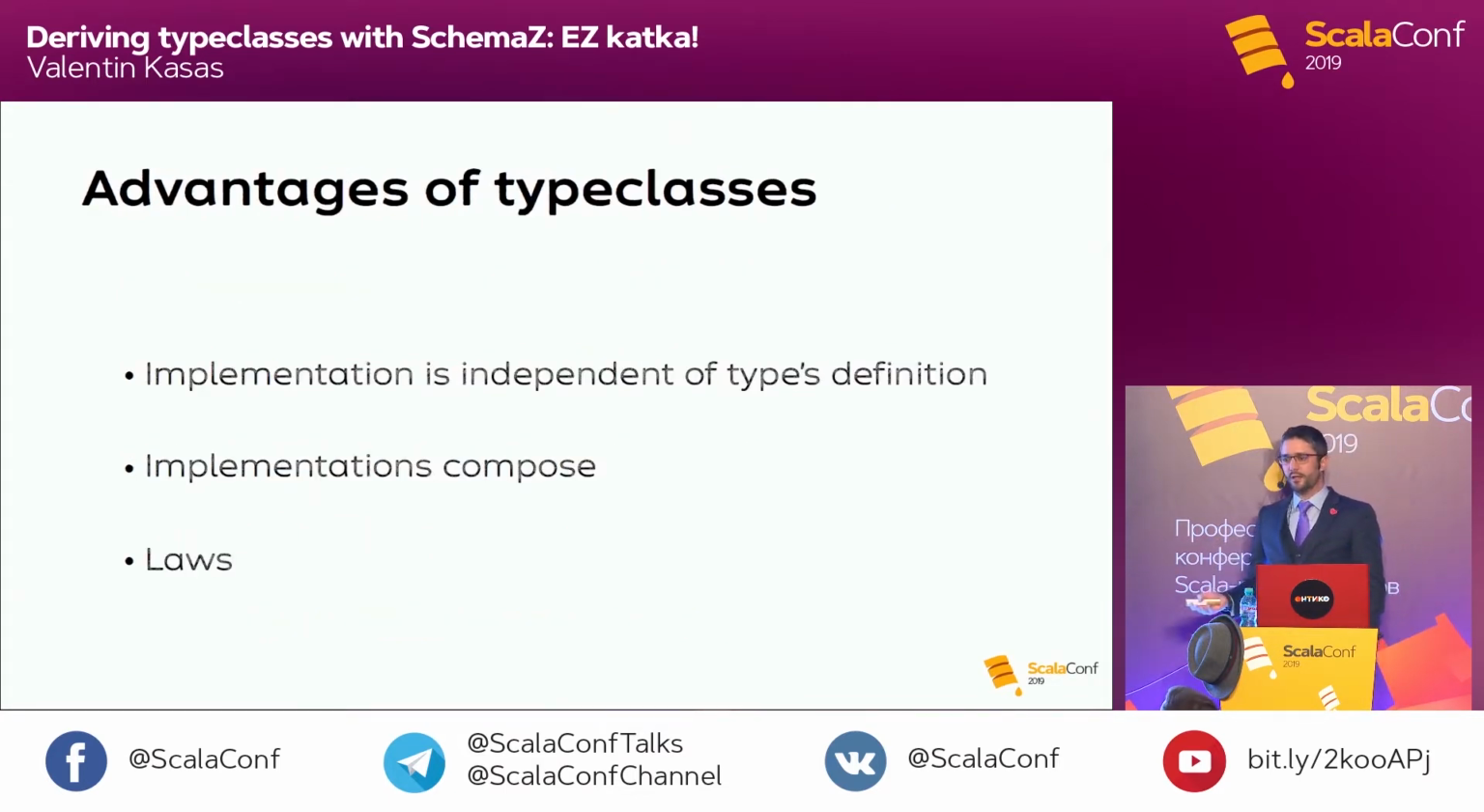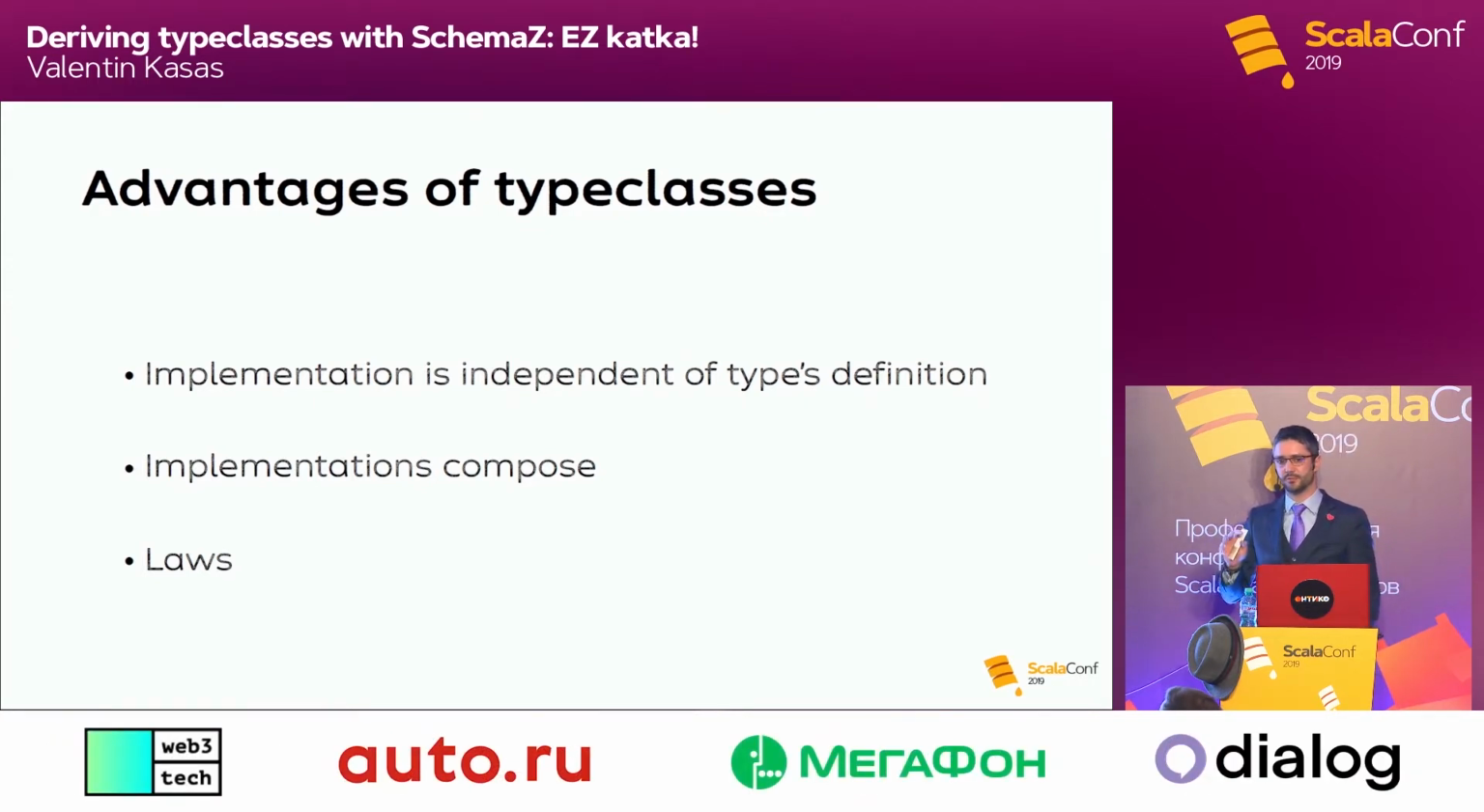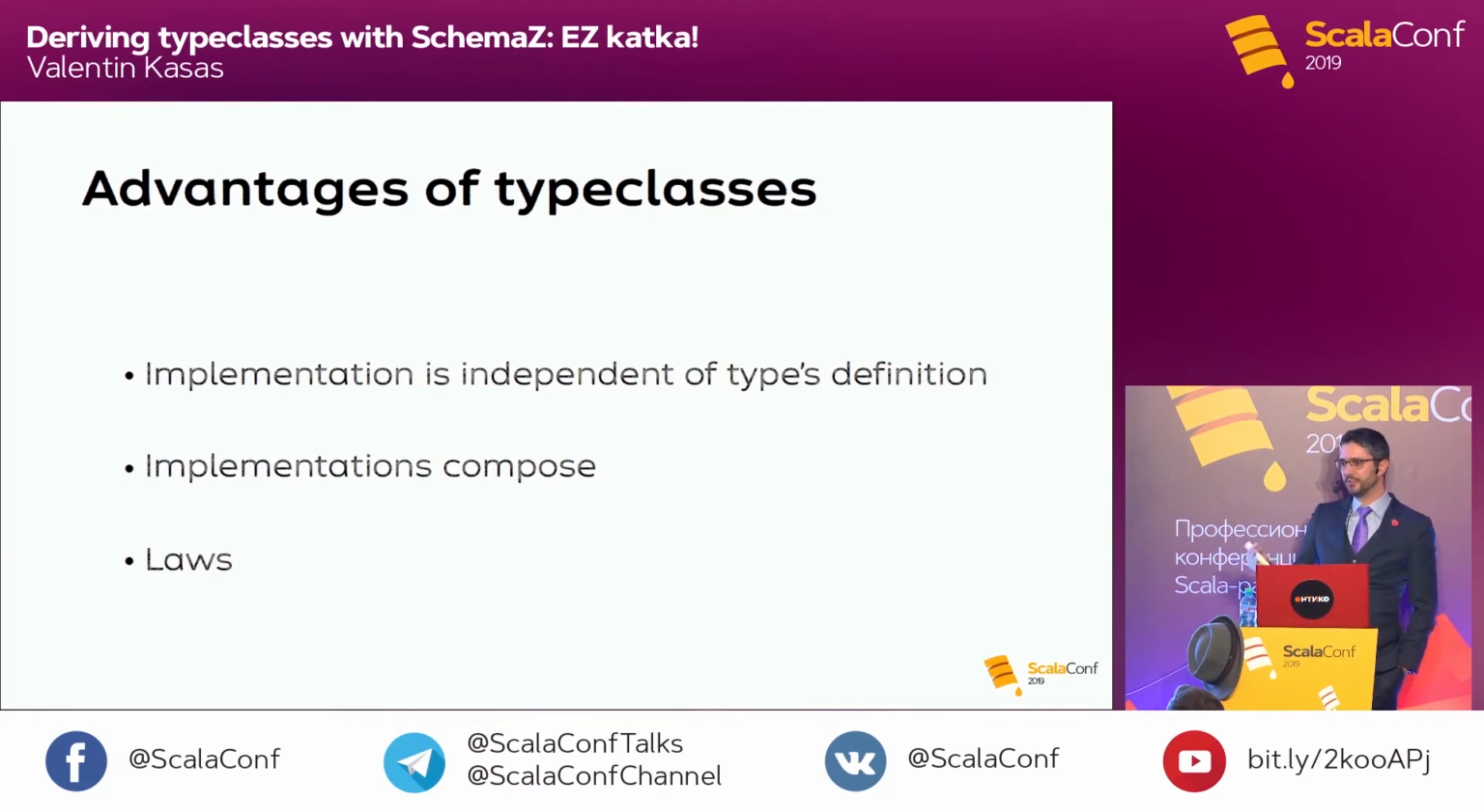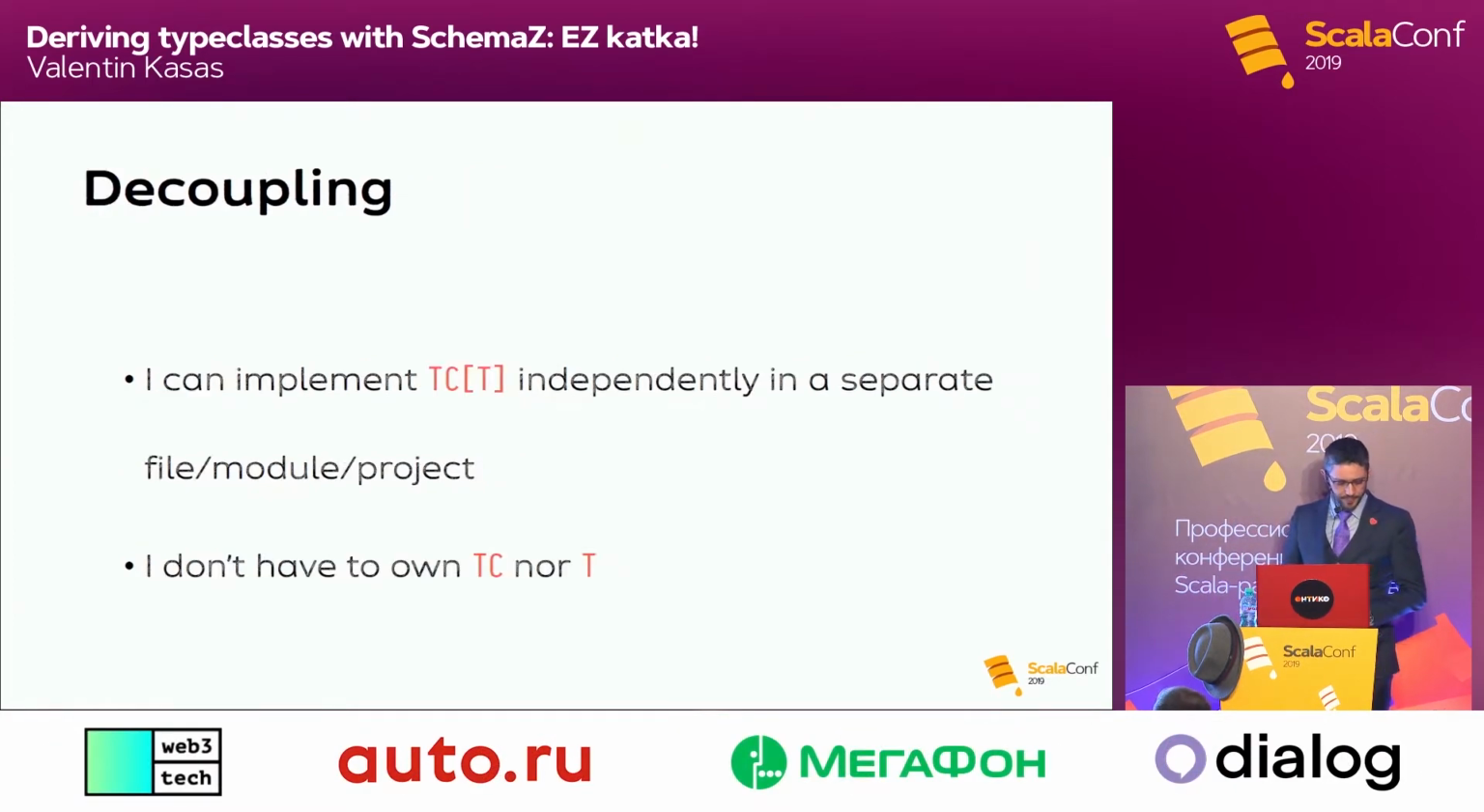So why are type classes so cool? It's because it allows us to implement the type class independently from the type for which we want to implement the type class. It's also very cool because since type class implementations are values, we can easily build bigger implementations using smaller ones. It composes. And also, when there are laws, it's pretty cool. So let's see these advantages in more detail.